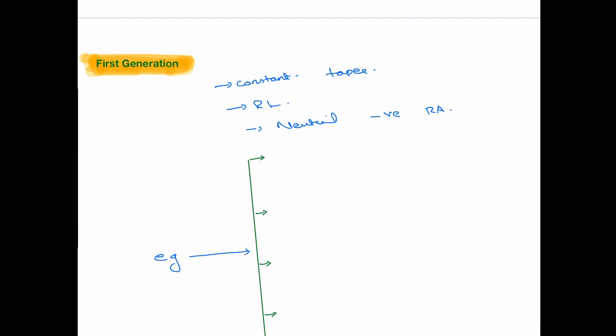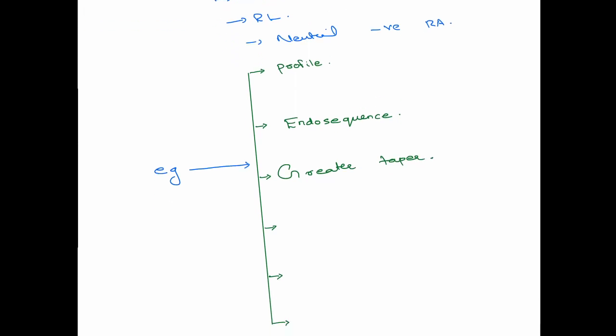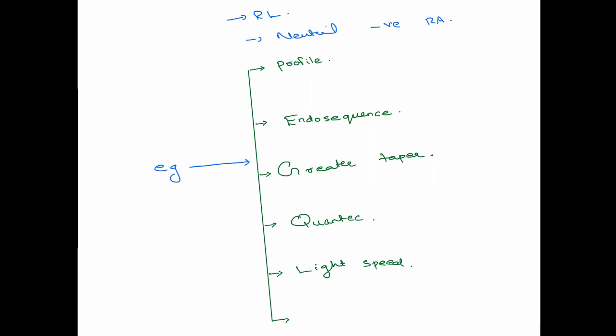So the examples of this system are: ProFile system. Then EndoSequence system, just write it down. Then we had the GT or Greater Taper system. Then we came up with Quantec. There is a different system called Quantec LC and SC and all, but this is just Quantec. Then we have the LightSpeed system. Don't worry, I'll tell you how to remember, and please take a note of these mnemonics or tips and tricks, whatever you can call it.